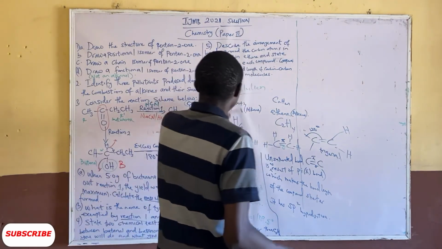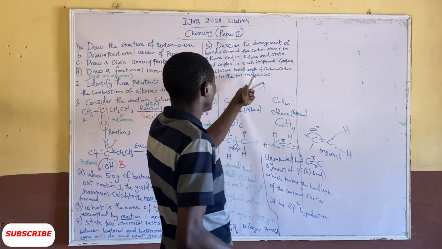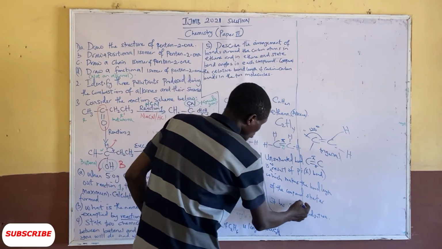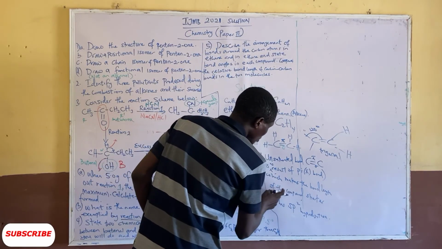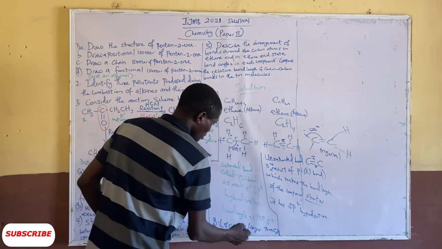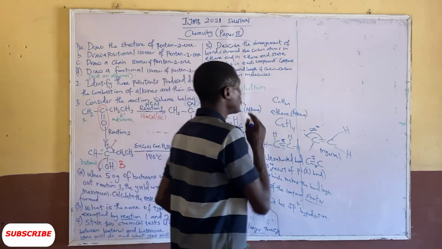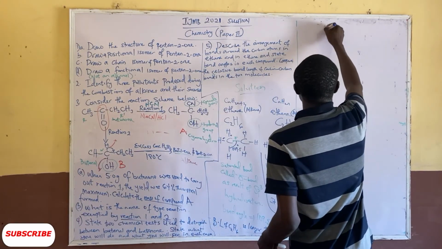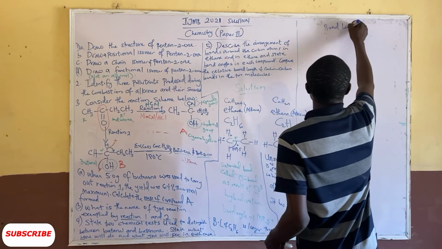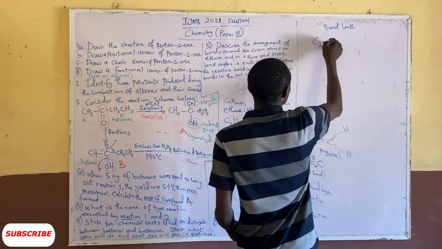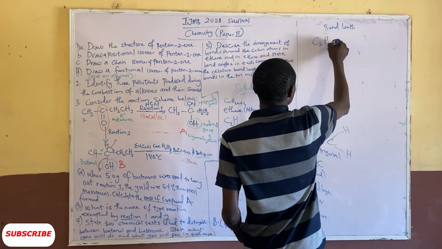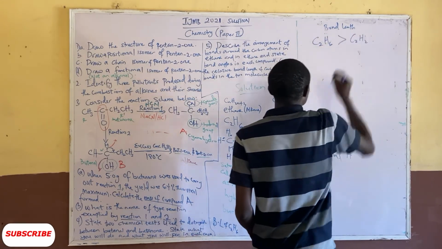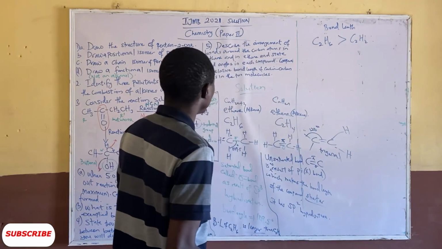So now we are asked to compare each of the bond lengths. This one, the bond length here, is shorter. This one is longer. So in terms of bond length, ethane is greater than ethene.